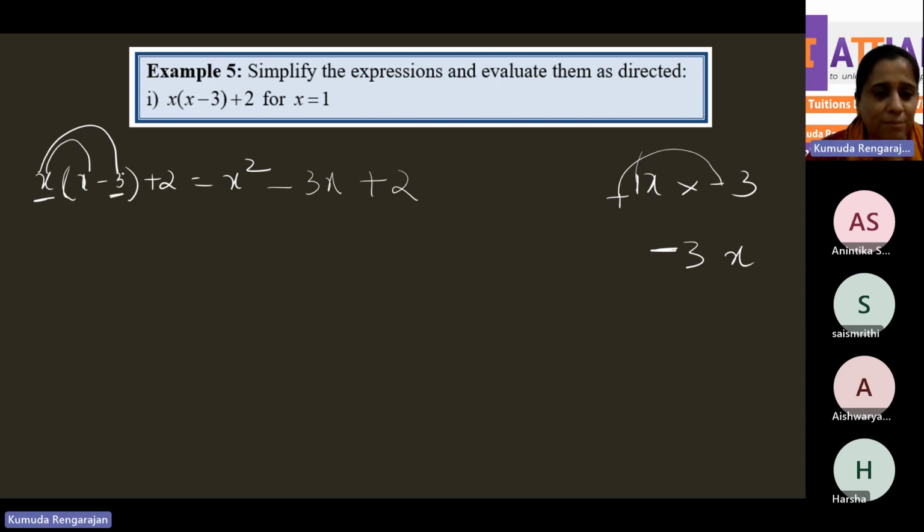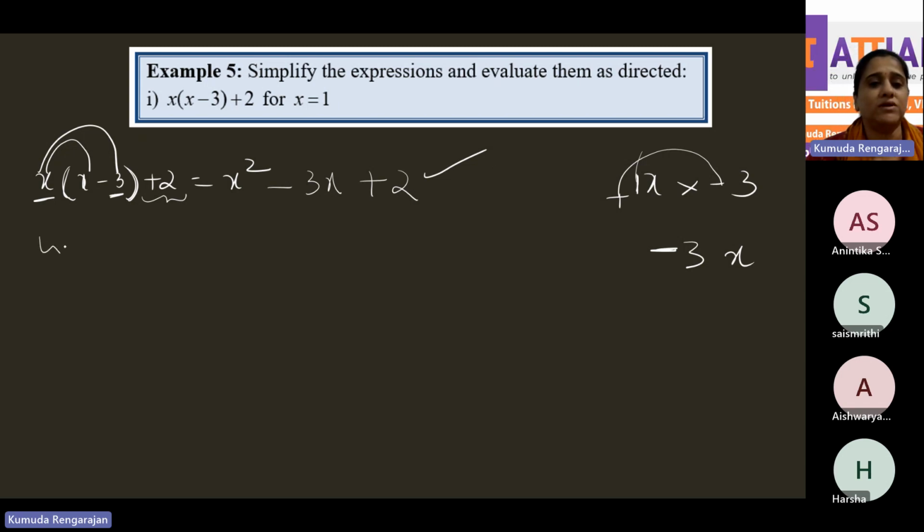Only the contents in the bracket should be multiplied with x outside. Not this plus 2. This plus 2 is outside the bracket. That will come as it is. Now we have simplified. This is the simplification. We are done with the simplification.